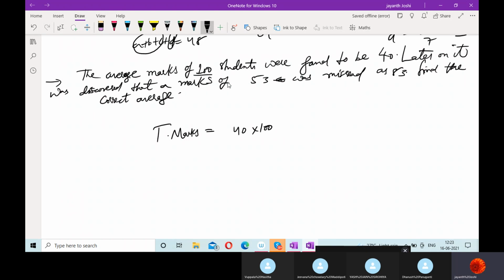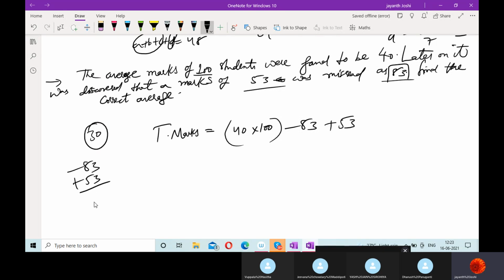Later it was found that a mark of 53 was misread as 83. So from the total, what will you do? What is the misread thing? 83. You will remove this misread thing and add the correct thing, correct? Because of this misreading, 30 extra you added. Actually, it would have been 53. So you remove that. So minus 83 plus 53 is nothing but minus 30. This will be ultimately removed. So the correct number you will get is 3970.